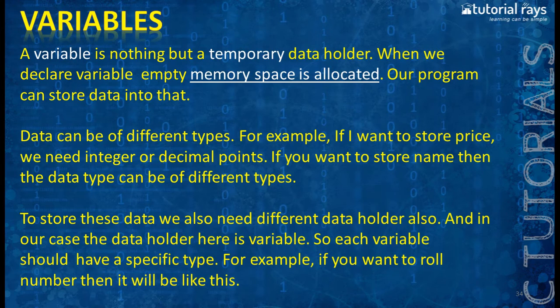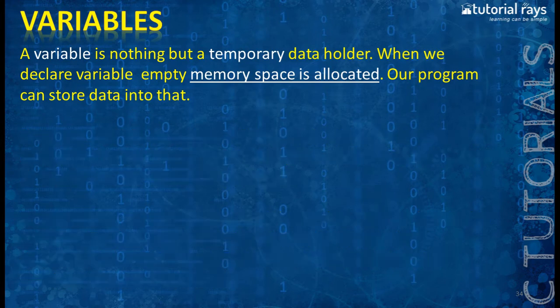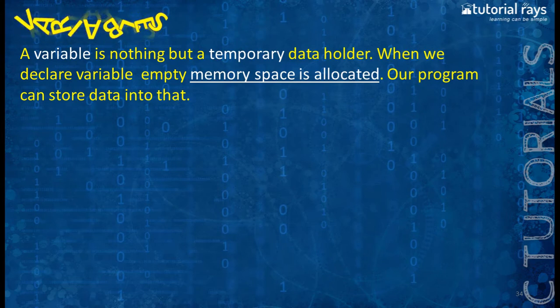So in this section you are going to learn what variables are. So what is a variable? A variable is nothing but a temporary data holder. When we declare a variable, empty memory space is allocated. To understand it better, let's see how this actually works.